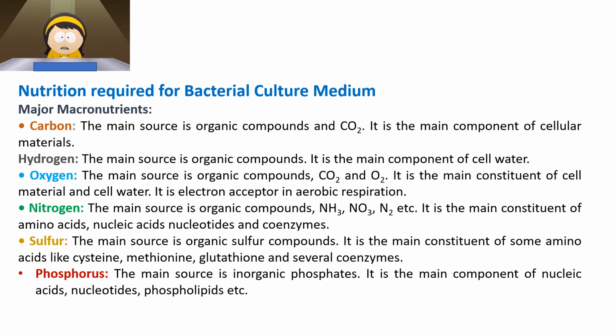Nitrogen, the main source is organic compounds, NH3, NO3, N2 etc. It is the main constituent of amino acids, nucleic acids, nucleotides and coenzymes. Sulfur, the main source is organic sulfur compounds. It is the main constituent of some amino acids like cysteine, methionine, glutathione and several coenzymes. Phosphorus, the main source is inorganic phosphates. It is the main component of nucleic acids, nucleotides, phospholipids etc.